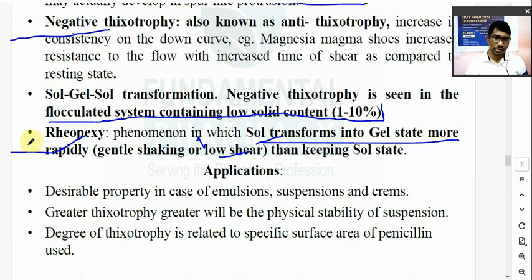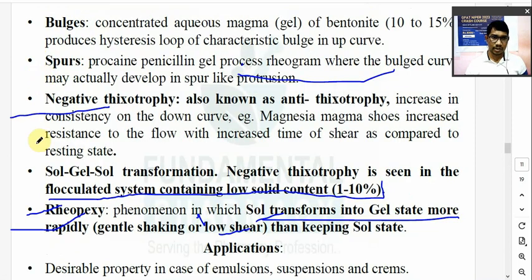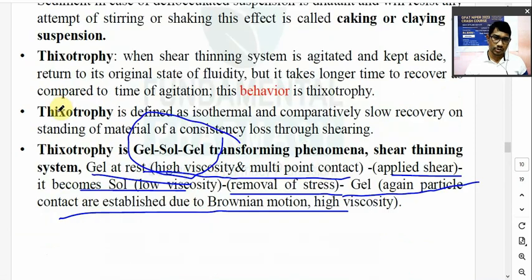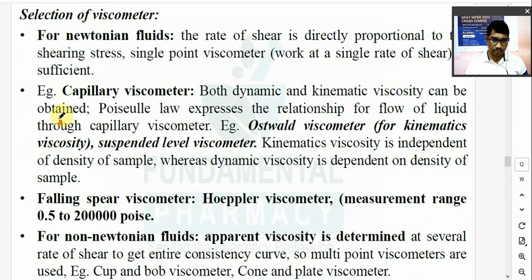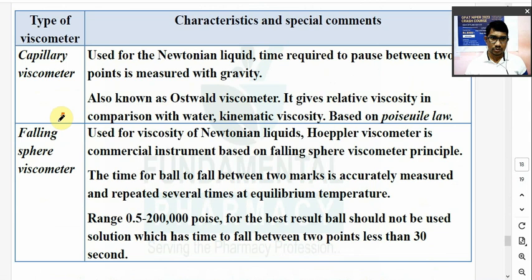इसके ऊपर GPAT 2021 में क्वेश्चन आ चुका है. नेगेटिव थिक्सोटॉपी में 20 में क्वेश्चन आ चुका है. बहुत बार क्वेश्चन आ चुके हैं. थिक्सोटॉपी, रियोपेक्सी, बाद में विस्कोमीटर से. तो will see tomorrow again.